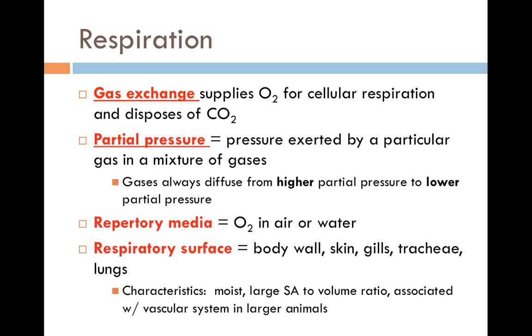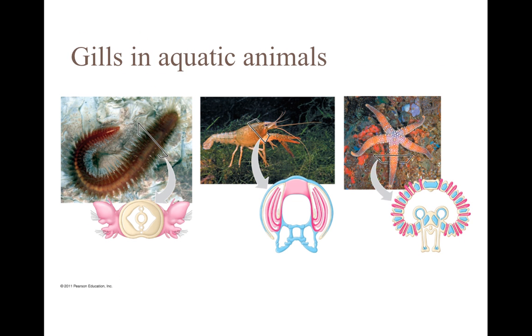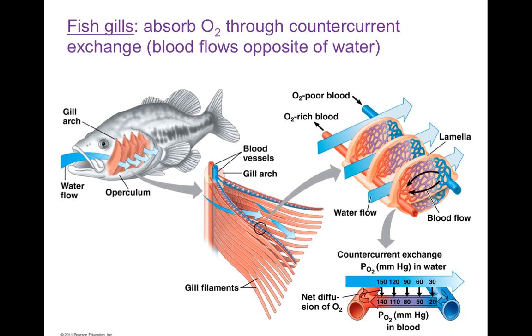The respiratory media is the O2 in air or water. The respiratory surface includes body wall, skin, gills, trachea, whatever it may be in that animal. Usually respiratory surfaces are moist. They have a large surface area to volume ratio, and they're associated with the vascular system in one way. So with aquatic animals, they use gills, and the way gills work is the water moves around the gills, and the oxygen is then taken in that way.